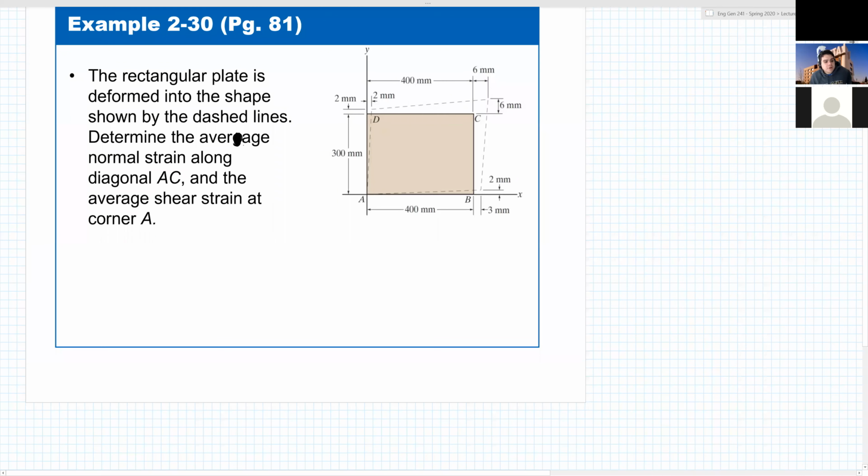Okay, average. So here we're looking at a rectangular plate that is deformed into a shape shown by the dashed lines. So the tan box is before, the dotted line is the after. It's asking for two things. One, the average normal strain along diagonal AC.